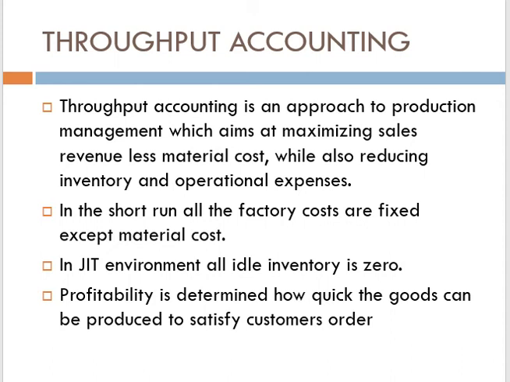In the short run, all the factory costs are fixed except material cost. When the material units purchased increase, the material cost also increases. So except material cost, all the costs in factory cost are fixed.